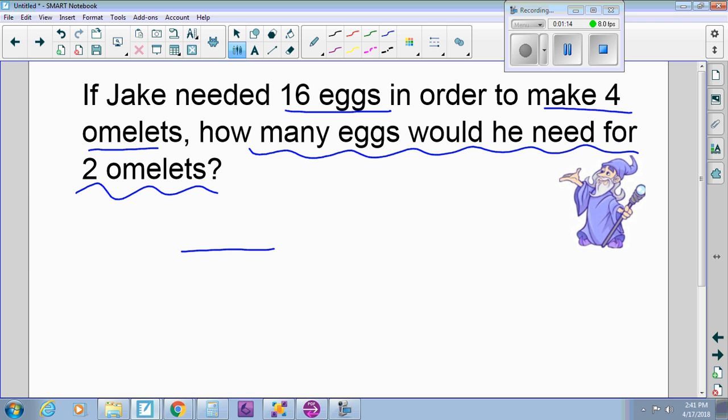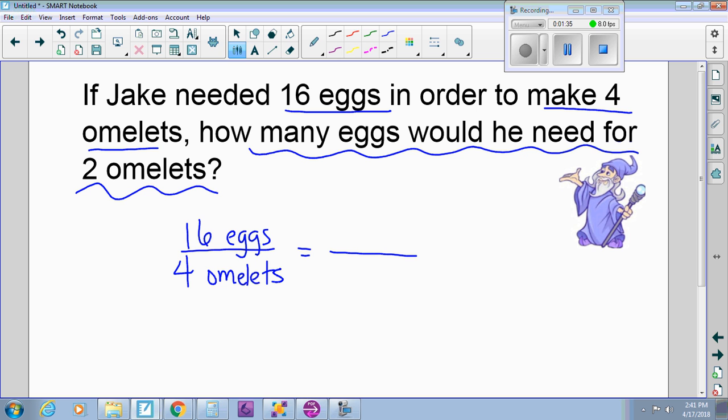So you always start with what you know. Line equals line is how you do a proportion. When you're doing your work on these problems, I expect that you are doing line equals line, okay? So you start with the info you've been given. So in this case, 16 eggs for every 4 omelets.